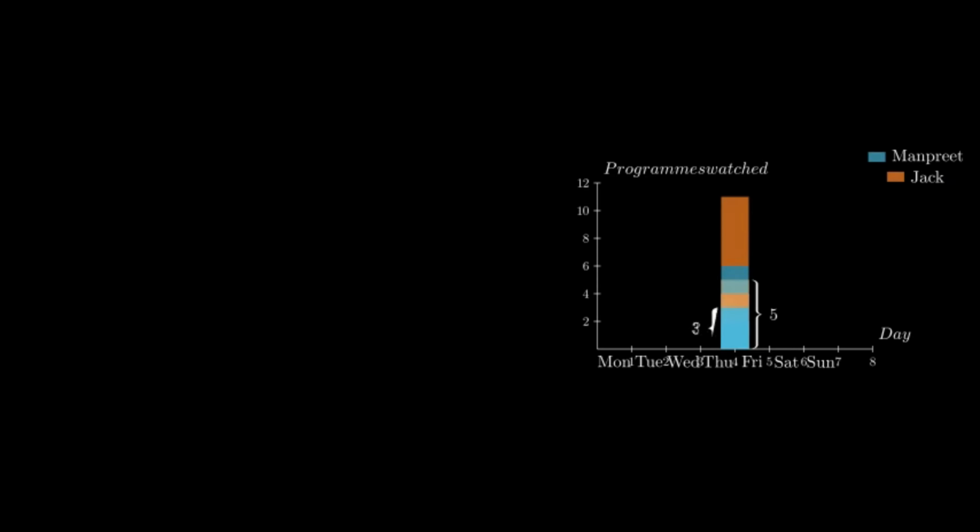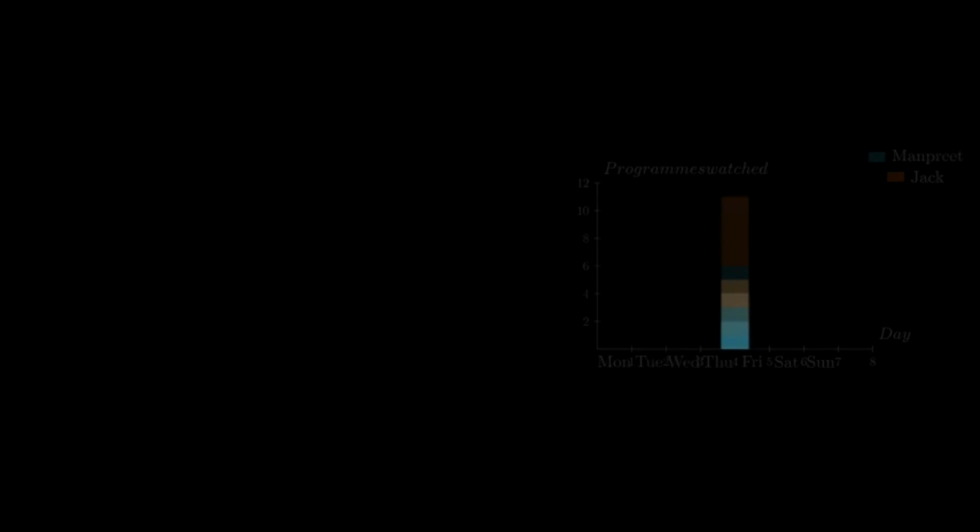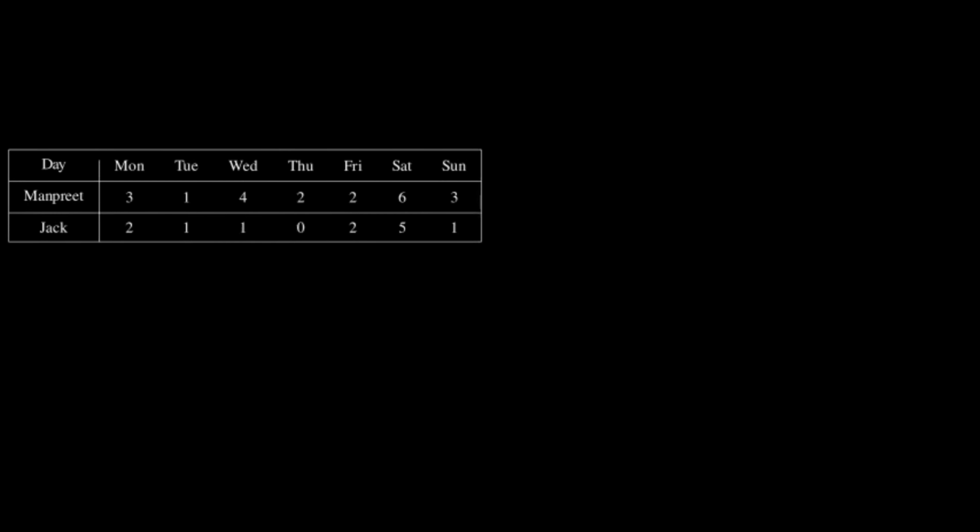Let's take Monday. The total height of the bar is 5. The bottom section for Manpreet goes up to 3. So Manpreet watched 3 shows. The top section for Jack goes from 3 to 5, so its height is 5 minus 3, which is 2. Jack watched 2 shows. By repeating this process for each day, we can fill out a frequency table.